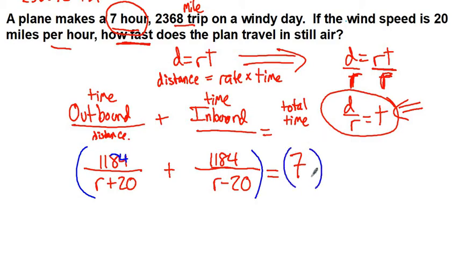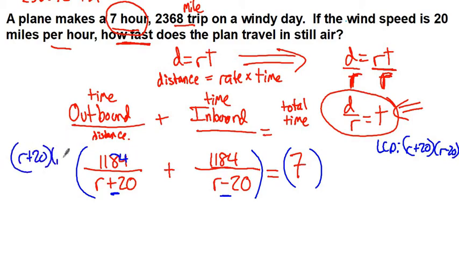So let's think about it. What's the common denominator? Well, you have an r plus 20 and you have an r minus 20. So we need to cover both of those. So r plus 20 times r minus 20 is our common denominator. So we're going to multiply everything by that. So r plus 20 times r minus 20 right here.